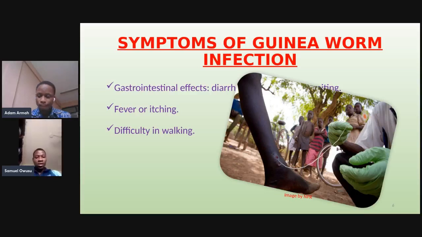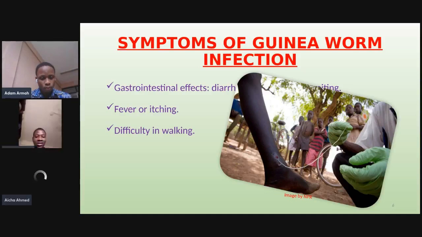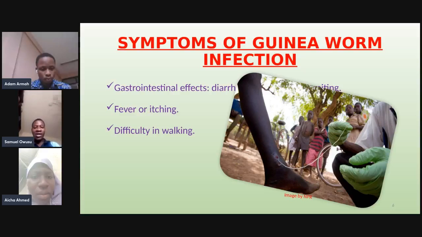Then also the immune system reacts to the worm's presence, causing inflammation and discomfort. And also some individuals may experience allergic reactions, leading to widespread itching and some rashes. That's for the itching or the fever. Let's come to difficulties in walking.